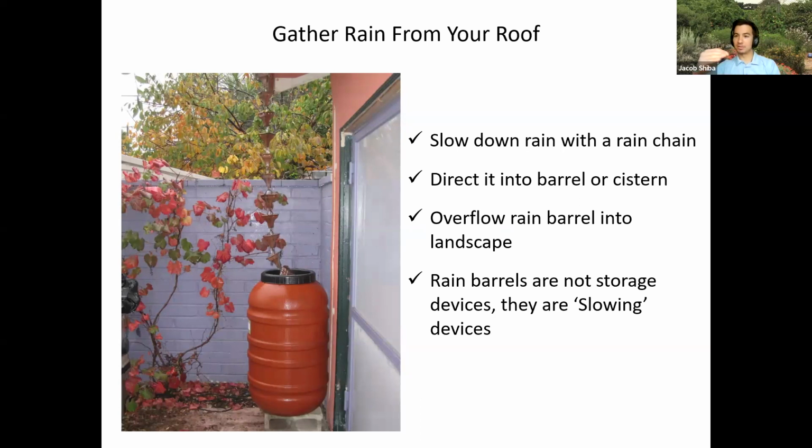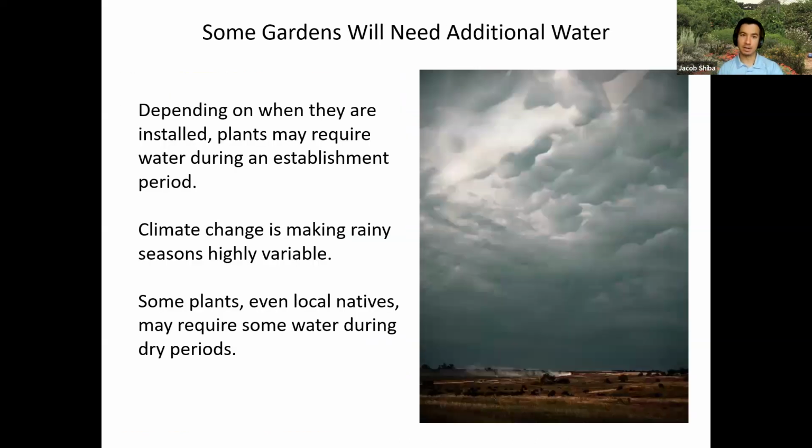So when the rain barrel fills up, the water then flows out the overflow to the hose. That hose then directs water into some part of our landscape. So rain barrels are great for gathering water from the roof, slowing it down, and then helping to deliver that water to a different part of your landscape.